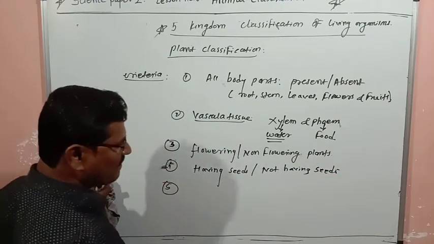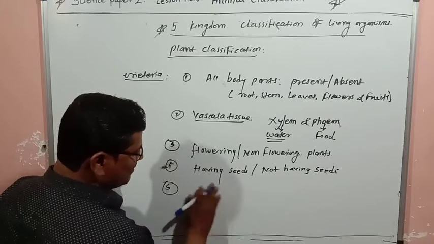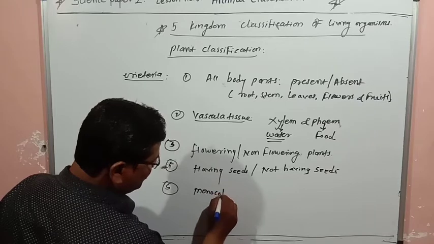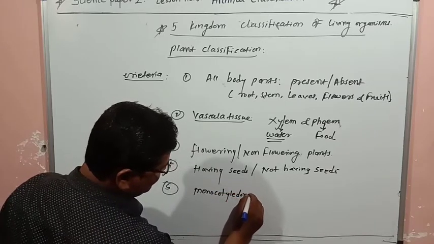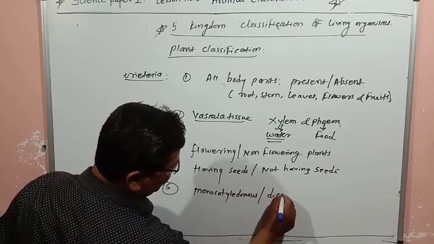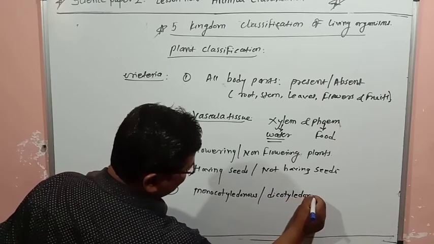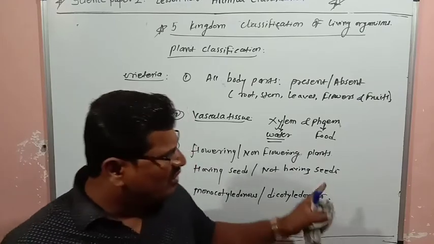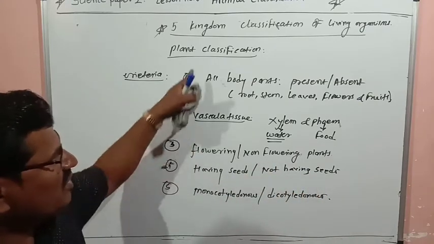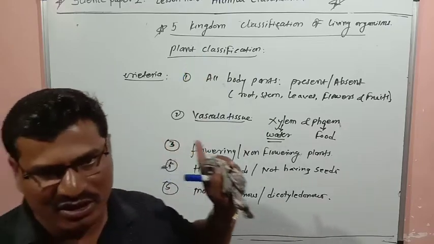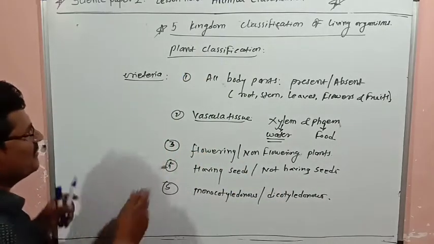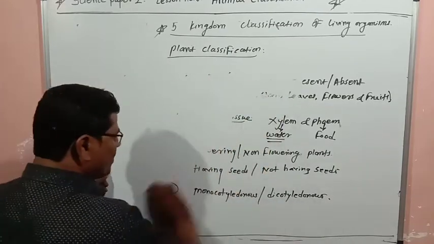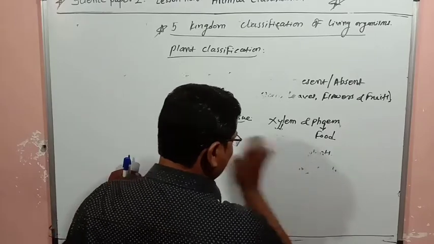The fifth one: if they are having seeds, then how many cotyledons? Either they are monocotyledonous or dicotyledonous. According to this, these are the criteria used for the classification of plants. So in this review of plant classification, you can write this. Then next, how plants are classified, that we'll see.